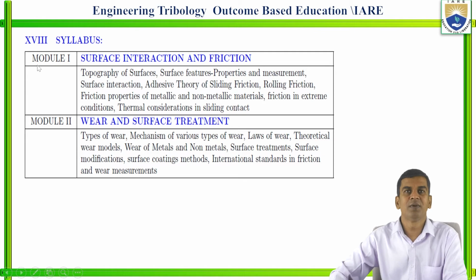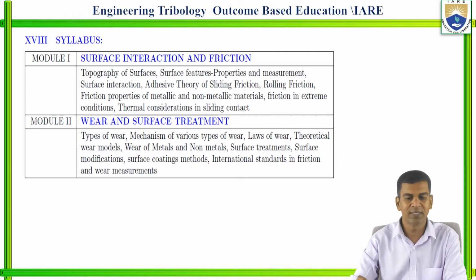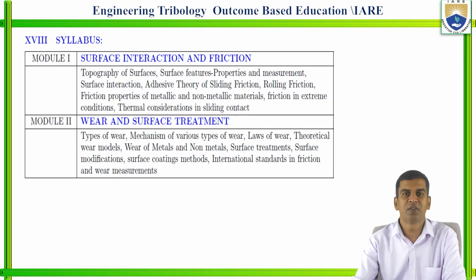You can see the syllabus here. Module 1 is surface interaction and friction. In this unit, students will be studying about surface topology, surface features and properties and measurements, surface interaction, adhesive theory of sliding friction, rolling friction, the friction properties of metallic and non-metallic materials, and friction in extreme conditions and thermal considerations in sliding contact.